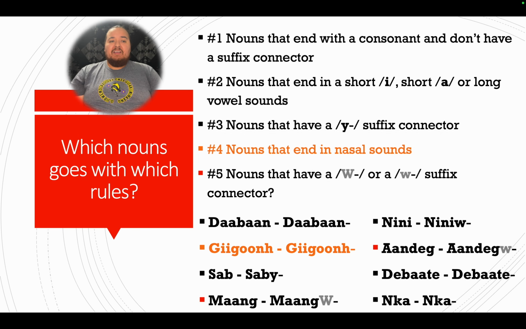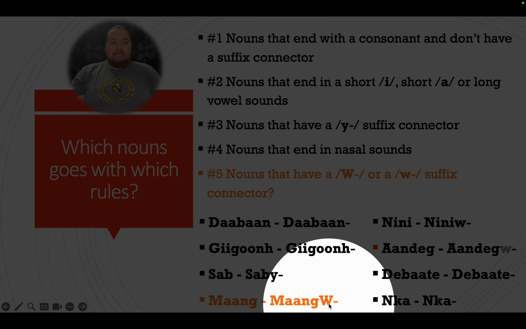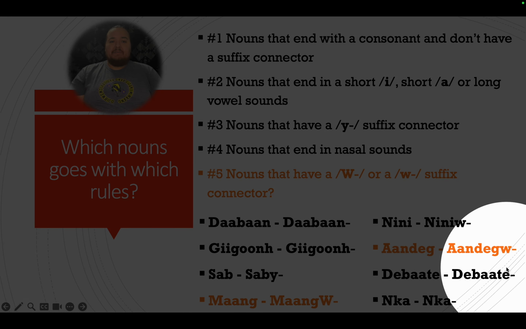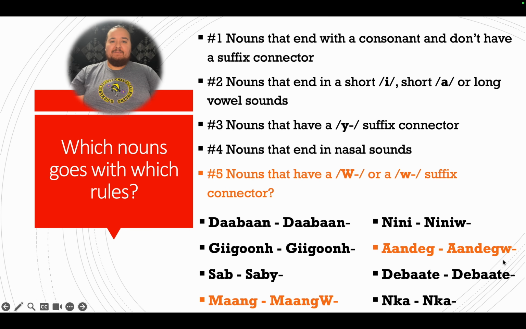And lastly are nouns that have W suffix connectors. Those are our examples: mong has a capital W suffix connector, and ondig has a lowercase w suffix connector, as indicated there. So these are the nouns that go with each rule. Remember to ask yourself the rules in this order before knowing which suffix to add to which noun.